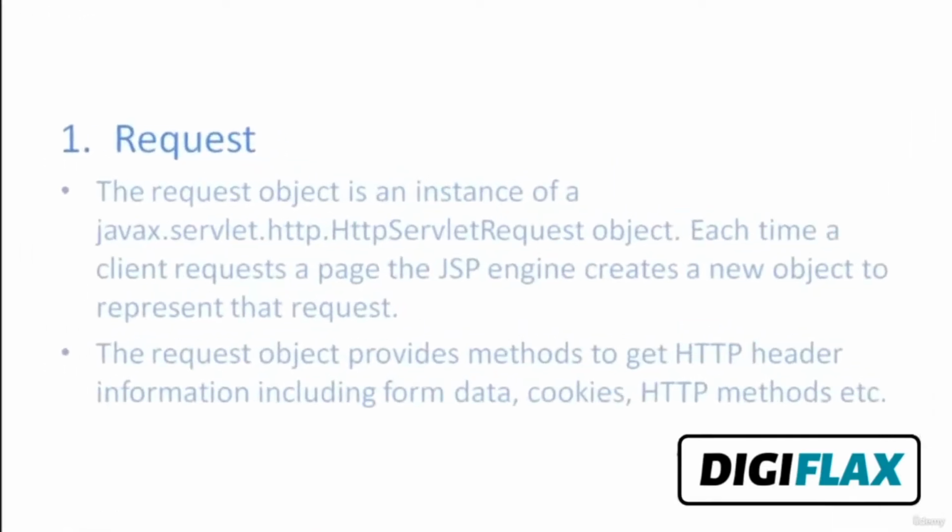Request implicit object. Request object is an instance of javax.servlet.http.HttpServletRequest object. Each time a client requests a page, the JSP engine creates a new object to represent that request. The request object provides methods to get HTTP header information, including form data, cookies, and HTTP methods, etc.